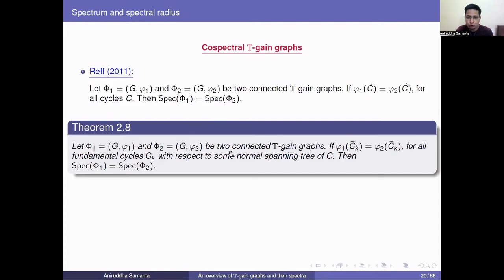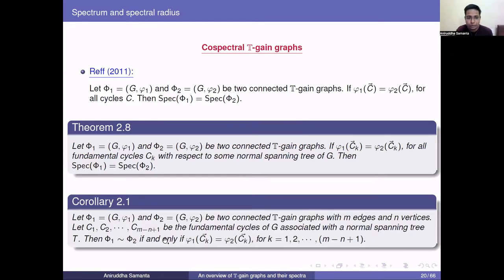Let phi 1 and phi 2 be two connected T-gain graphs. If phi 1 and phi 2 preserve their gain over all fundamental cycles with respect to some normal spanning tree of G, then they have the same spectrum. So here we are taking a normal spanning tree. We are not taking any arbitrary spanning tree, because we want to get suitable orientations in the graph.